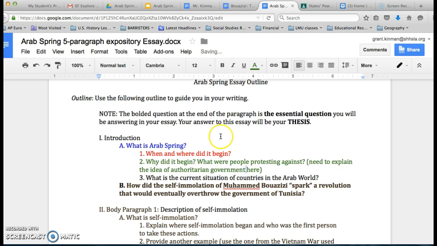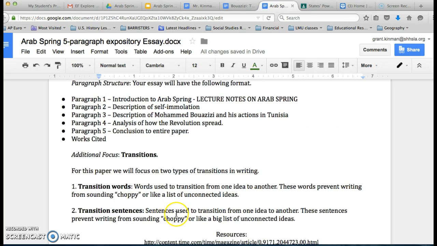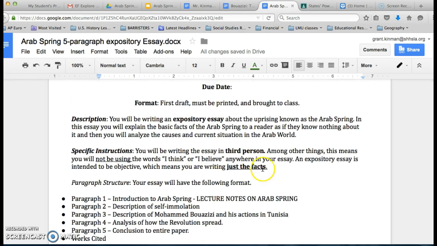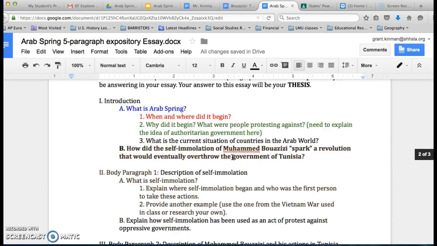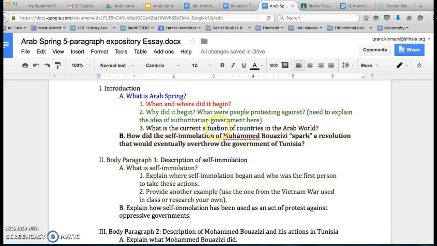Remember, when you write your essay, you're always writing as if the person knows nothing about Arab Spring, about the knowledge that you have about authoritarian governments and all these things. So you need to explain big ideas like your vocab word authoritarian. So refer to your vocabulary sheet and make sure you identify what is an authoritarian government, because that's one of the reasons that people are really upset.